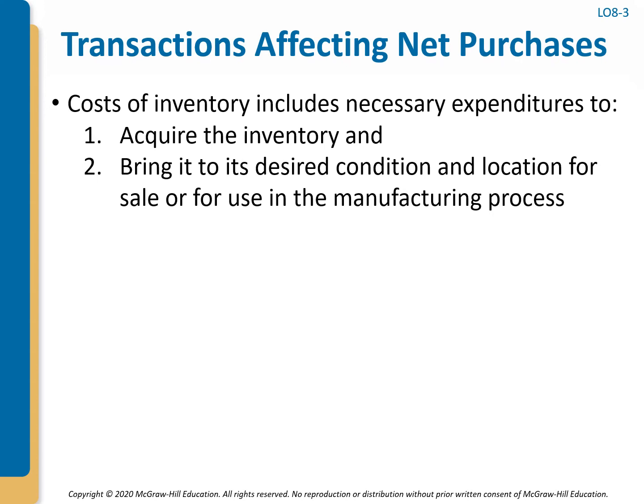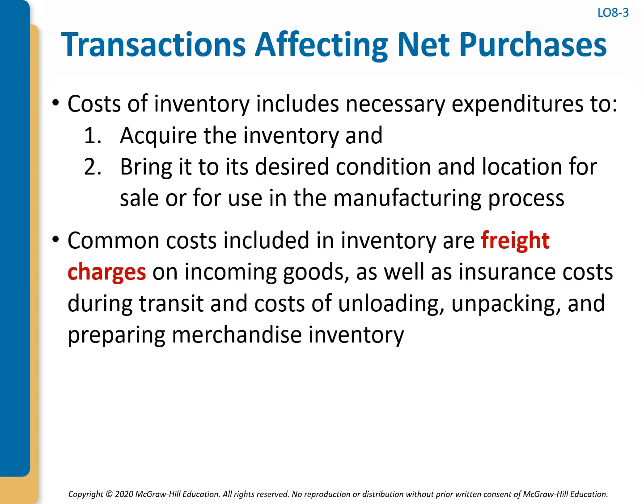In slide 3, for a merchandising company, I specifically said it's the cost of the items purchased and the cost of everything that is required to bring the goods into position, into location, and ready to sell. So let's break that down a little bit more. Cost of inventory includes necessary expenditure, 1, to acquire the inventory, and 2, bring it to a desired condition and location for sale or for use in the manufacturing process.